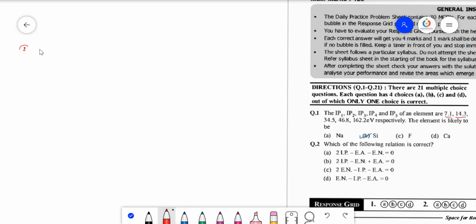Let us solve question number 2. Which of the following relations is correct? We have one relation which relates the ionization potential, electron affinity and electronegativity. The formula is: electronegativity equals ionization potential plus electron affinity, divided by 2. It is the mean of both of these values. We can rearrange this equation as 2 times electronegativity equals ionization potential plus electron affinity. Now bring both of these to the electronegativity side. So we get 2 times electronegativity minus ionization potential minus electron affinity equals 0. So which stands for option C.